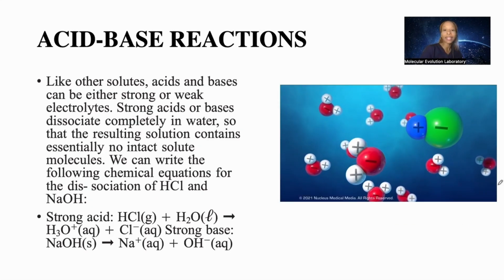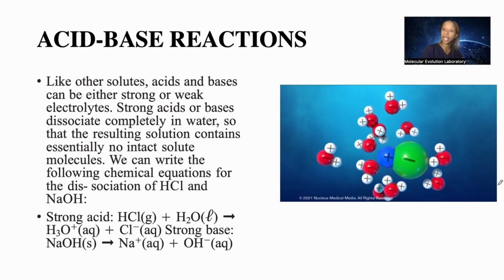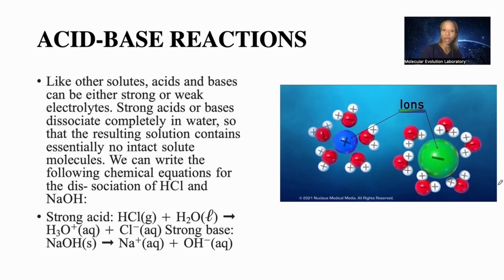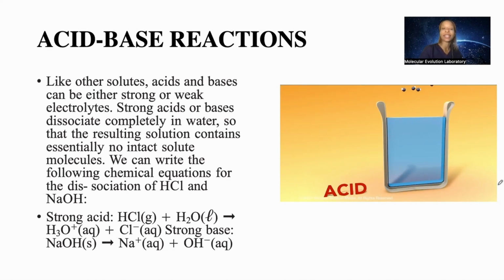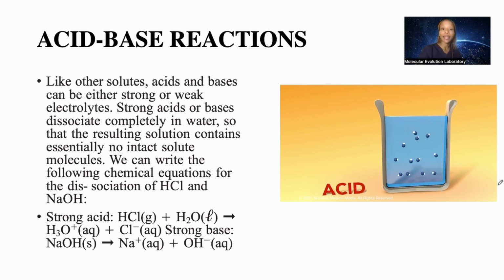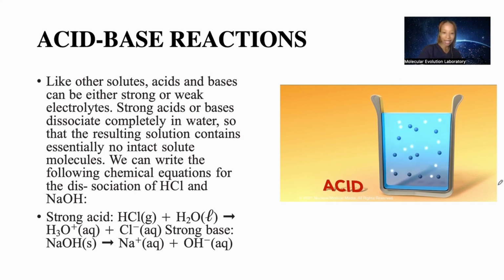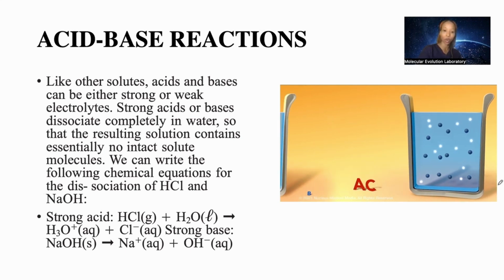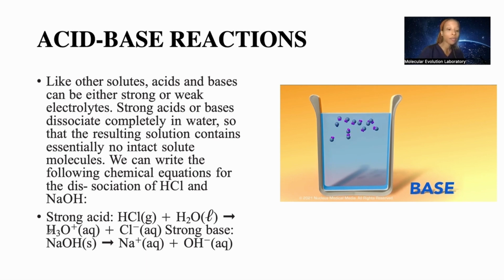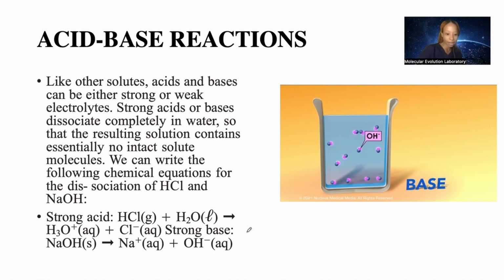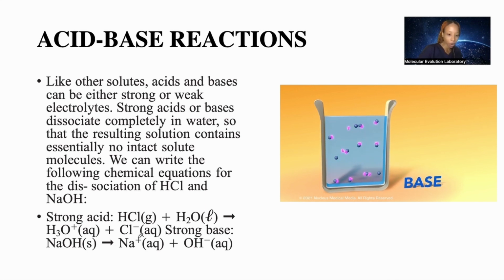Like other solutes, acids and bases can be either strong or weak electrolytes. Strong acids or bases dissociate completely in water so that the resulting solution contains essentially no intact solute molecules. We can write the following equations for the dissociation of hydrochloric acid and sodium hydroxide. Strong acid, hydrochloric acid gas plus water results in hydronium in aqueous solution and chloride. So this is basically a strong acid, producing hydronium and chloride ions.